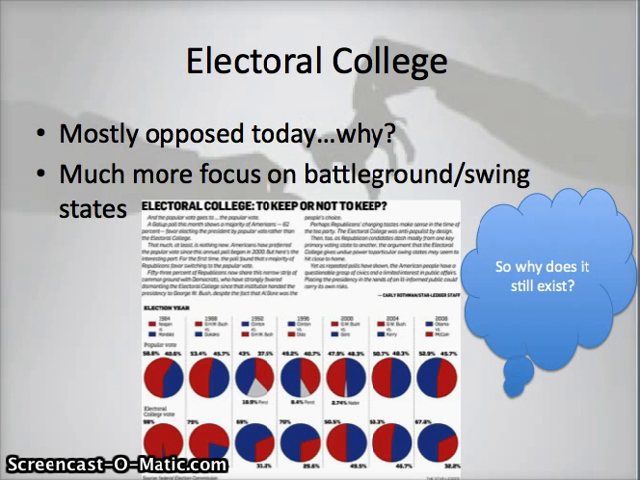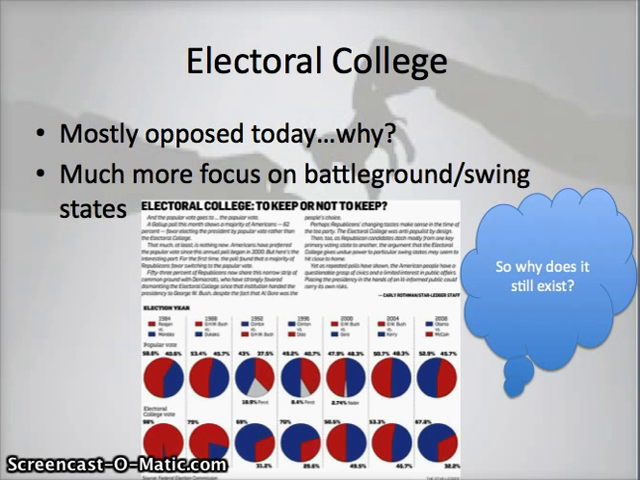All right, so again, it's highly opposed by many people today. A lot of people argue that the Electoral College is not democratic. So why is that? Well, first off, there's obviously a possibility that a candidate can win the popular vote but lose the electoral vote. We most recently saw this in the 2000 election with Bush versus Gore. Also, with the Electoral College, we might see that certain states matter way more than others.